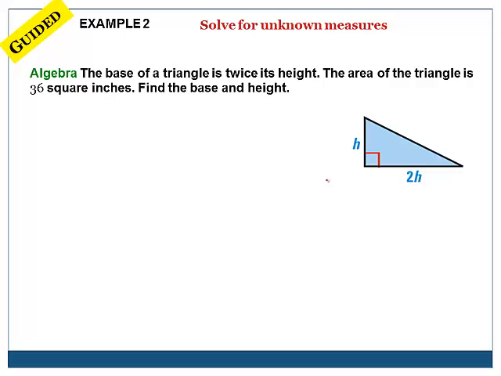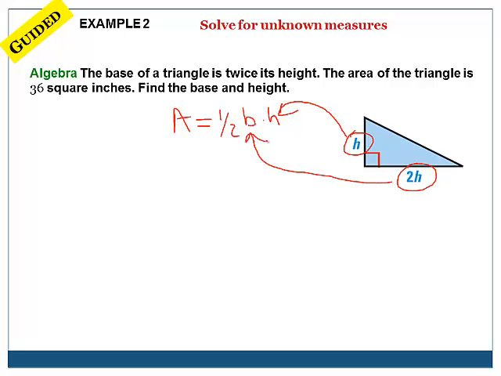So we know that area of a triangle is equal to 1/2 b times h. In this case, we know that h is our height. That's okay. But our b, in this case, is 2h. So we'd have to actually plug this in and solve it algebraically. So we'd have 1/2 times 2h times h. From Algebra 1, if you have two terms that have the same base, you add the exponents. So the 1/2 and the 2 cancel out, so you'd have h squared.